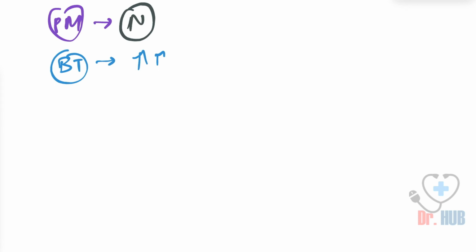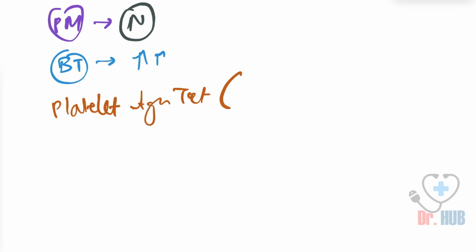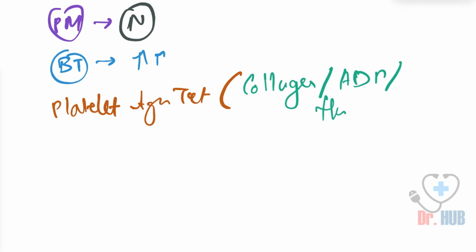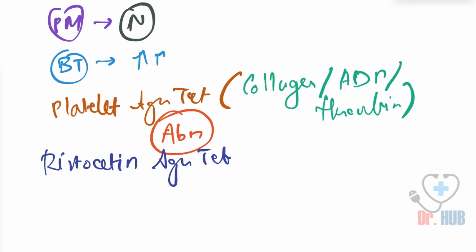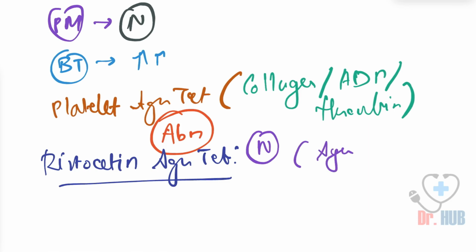Then we move on to the platelet aggregation test. The platelet aggregation test includes components such as collagen, ADP, as well as thrombin. Here the result is abnormal. Then we look at the ristocetin aggregation test, and this is normal. That is, the aggregation of platelets is normal.